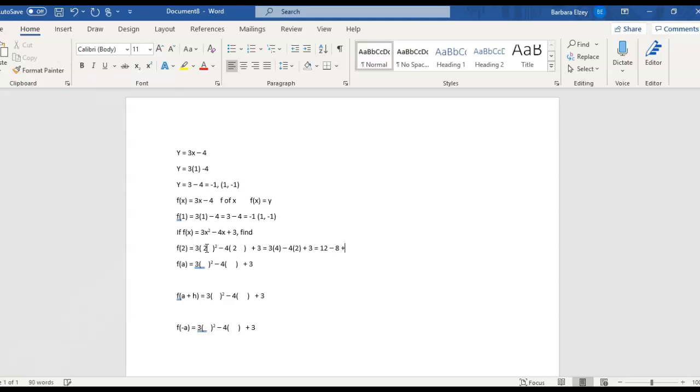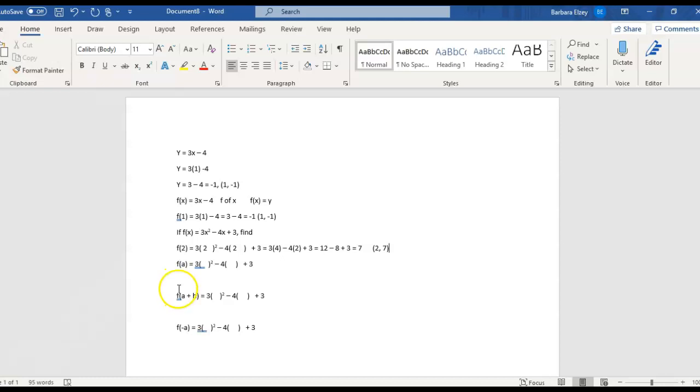12 minus 8 plus 3. That's going to be 4 plus 3. That answer is going to be 7. And if the answer is a number, I can write this as a point on the graph. I put in a 2 for x. I got a 7 out for y.